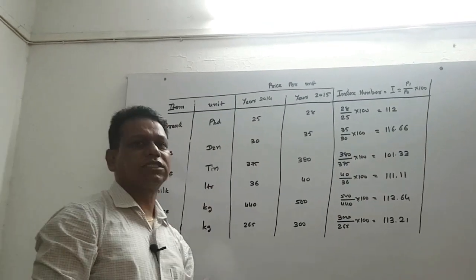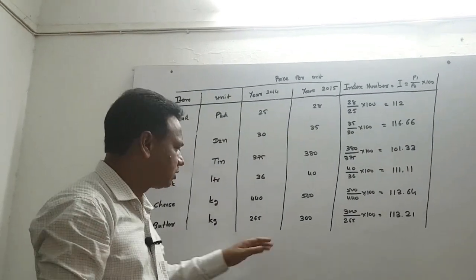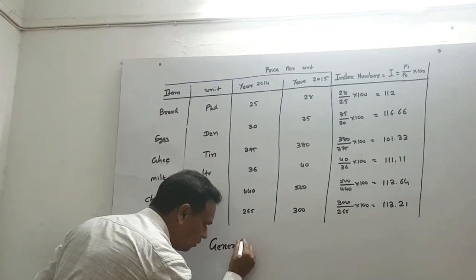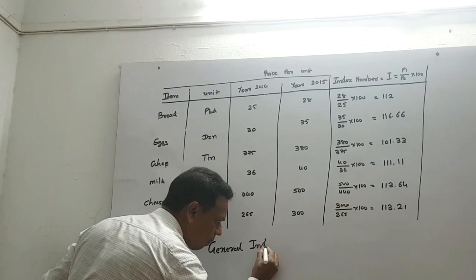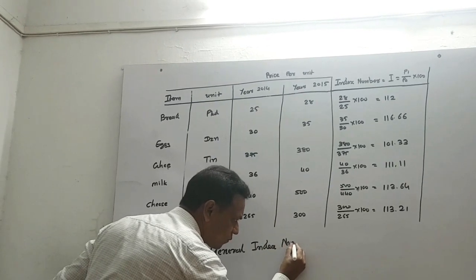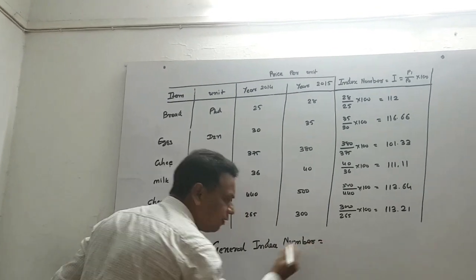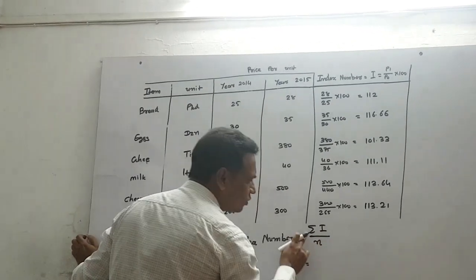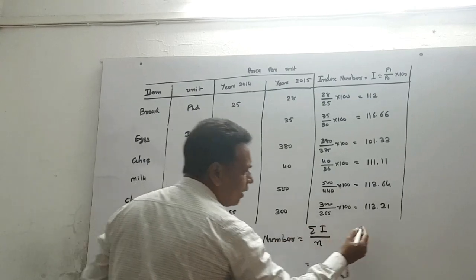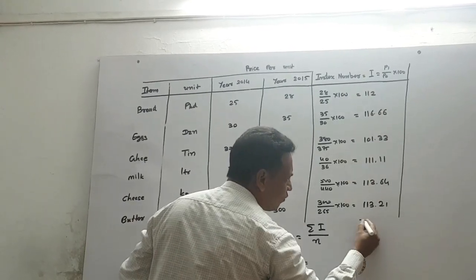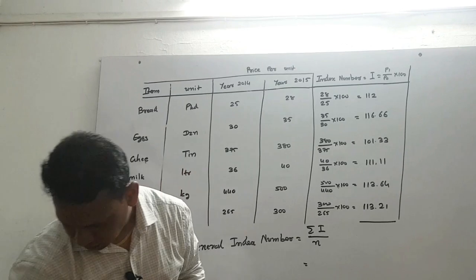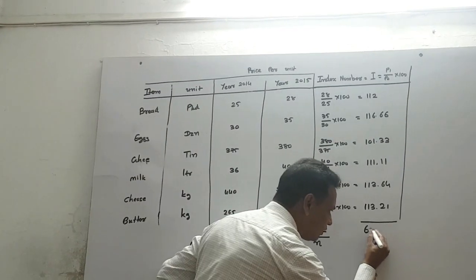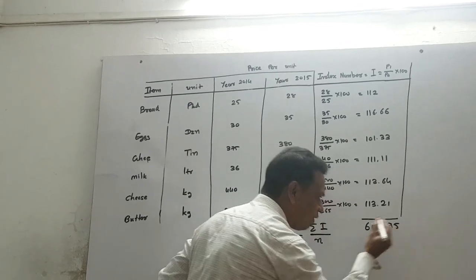But they are asking to obtain the general index number. So below the table, we have to find out the general index number. And we have a formula, sum of I upon N. Sum, that is called total, total of I. These are the different amounts of I. So the total becomes 667.95. This is our total.